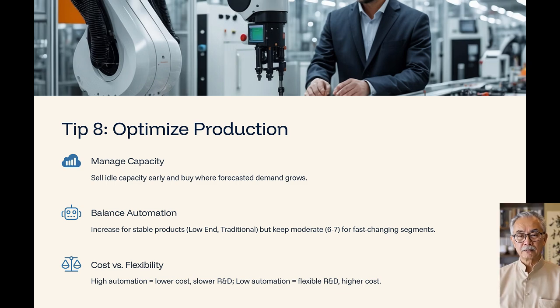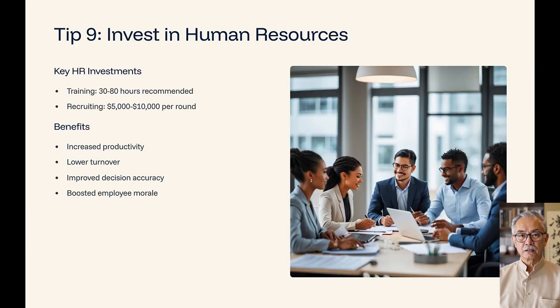Tip 9. Invest wisely in human resources and training. HR plays a subtle but powerful role in Capsim. Each round, invest in training hours, 30 to 80 hours recommended. Recruiting spend, at least $5,000 to $10,000 per round. Benefits include increased productivity, lower turnover, improved decision accuracy, boosted employee morale after round 3 or 4. Consider increasing investment in workforce empowerment to achieve more output with fewer labor hours, reducing production cost.